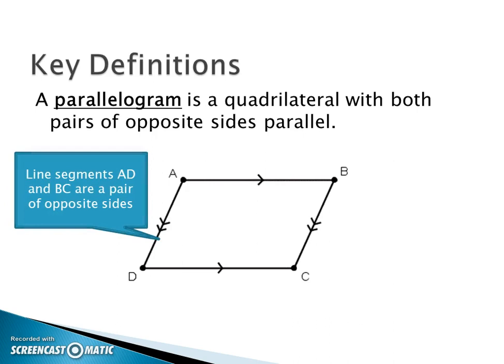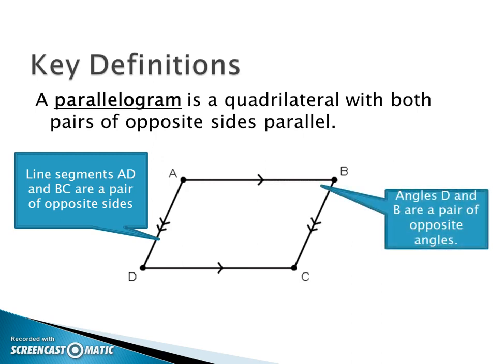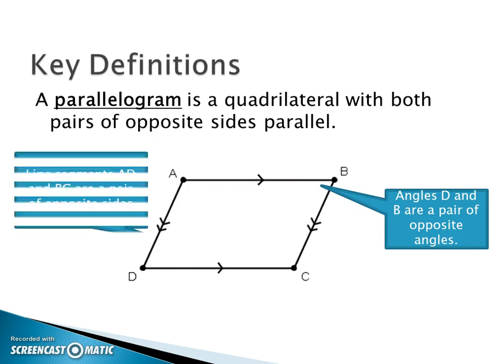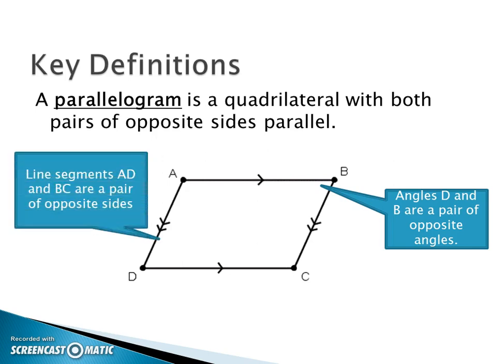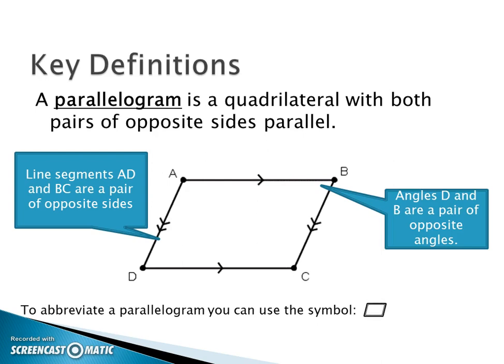So AD and BC are opposite sides because they're not touching whatsoever. Angle B and D are opposite angles, and therefore angle A and angle C are opposite angles. Line segments AD and BC again are opposite sides. Opposite sides are parallel. To abbreviate a parallelogram, we just use an image of a parallelogram.